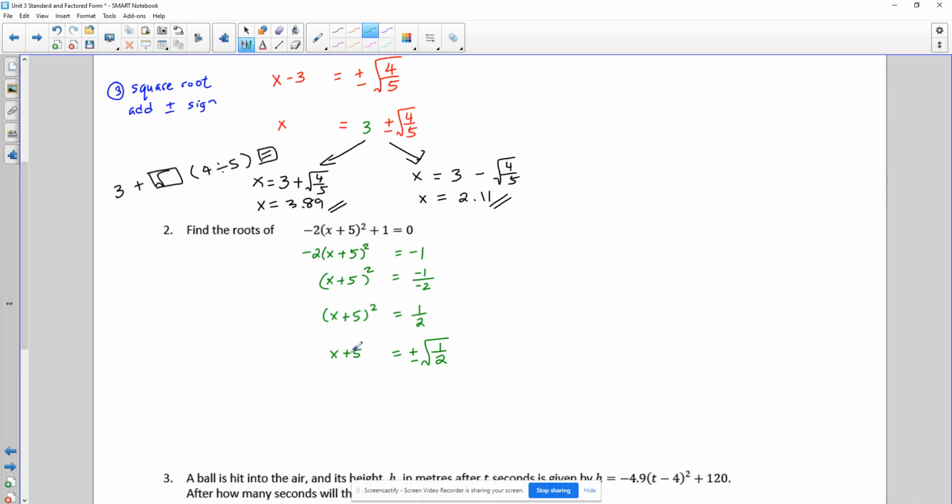Okay. Now we need to move the h value onto the right hand side. So x equals -5 plus or minus the square root of 1 over 2. The reason why there's -5 over here is because this was positive 5. When you move across the equal sign, it becomes -5.